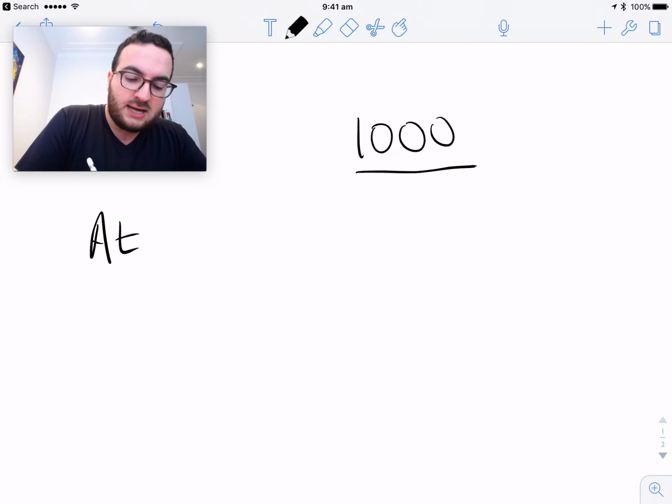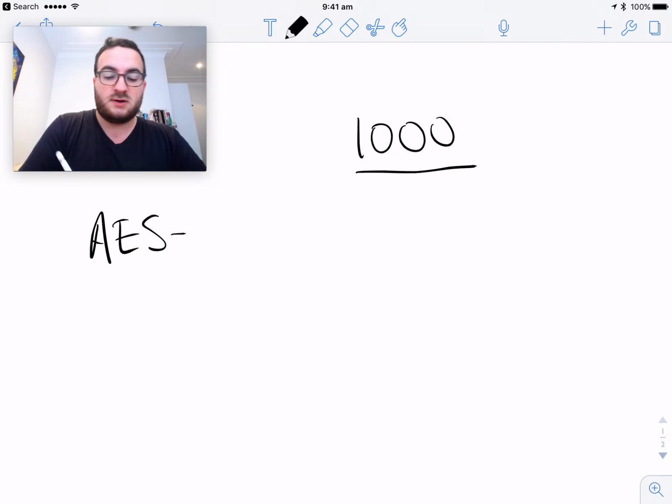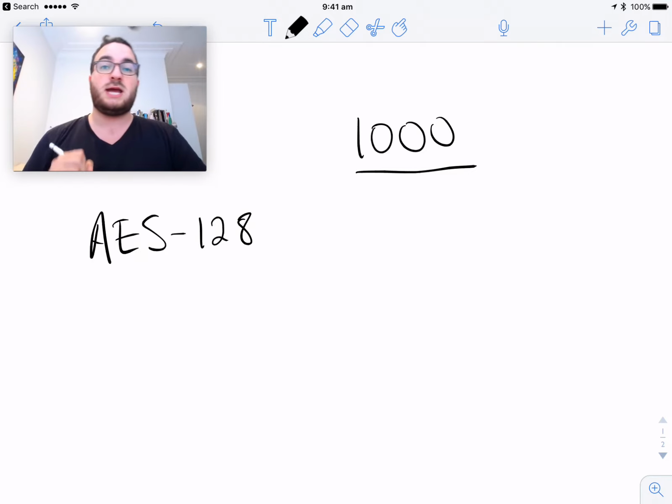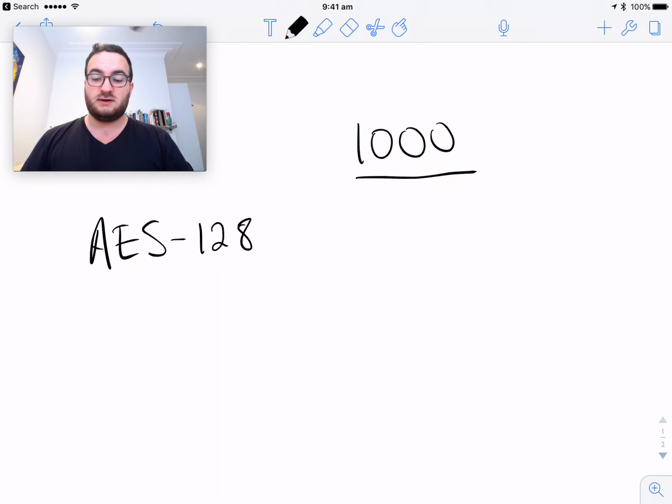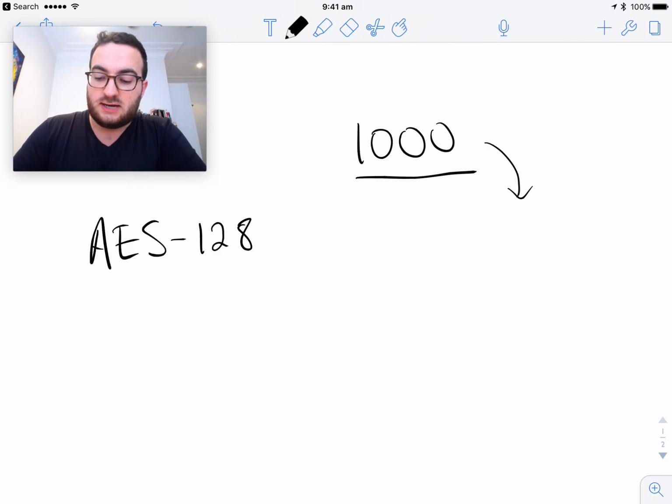You've probably heard of AES. It's the best standard we have for encryption. You've probably seen AES 128. Well, what that's talking about is actually bits of security. So back to the 1,000 example, let's say we wanted to calculate how many bits of security that has.